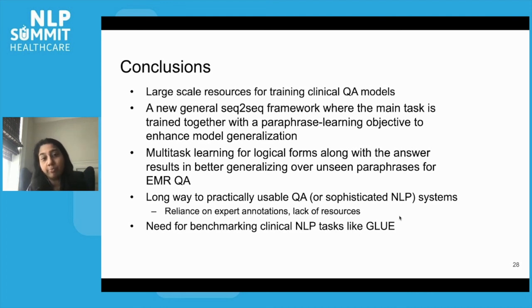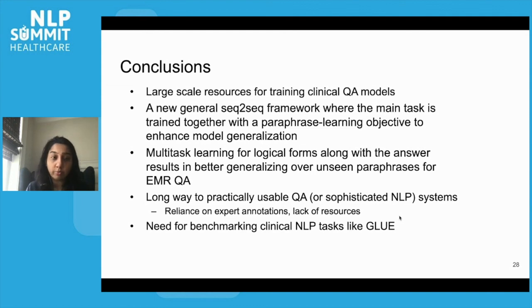While there's a lot of room for improvement in emrQA, it is an important step in allowing the research community to benchmark their models for both semantic parsing as well as question answering. In case of semantic parsing, we propose a new sequence learning framework where we train the main task of going from question to logical form along with a paraphrase learning objective that not only allows us to better learn the logical form, it enhances model generalization and allows us to go to unseen questions that were previously not seen at train time, paraphrased questions.